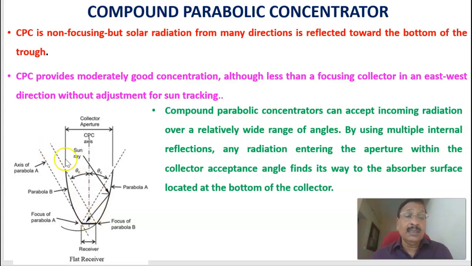And here this is the axis of parabola A, and this is parabola B. Sunlight radiation enters through this aperture, and that gets heated at the top. This is called the compound parabolic concentrator.